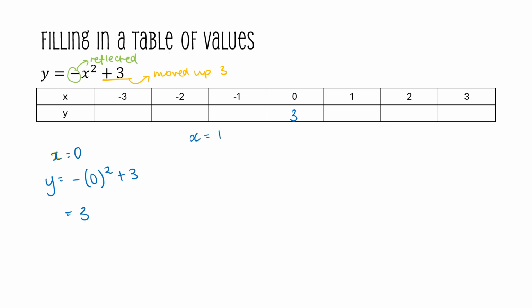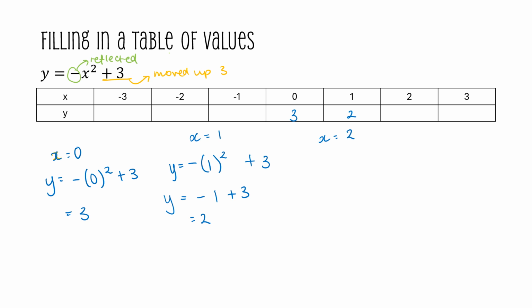If I sub in x equals positive 1, this is where I have to be really careful about my order of operations. Okay, because I have to do that squaring before I do the negative. So I have positive 1 squared gives me positive 1. And then making that a negative makes it negative 1, which would give me 2. So at positive 1, I'm actually going to be at y equals 2.